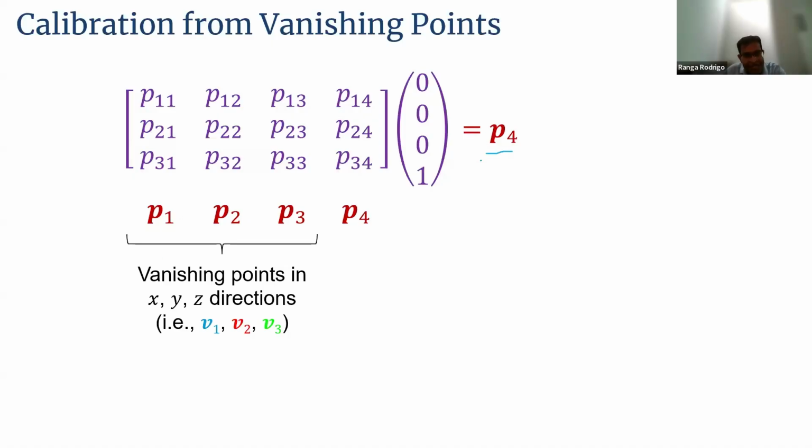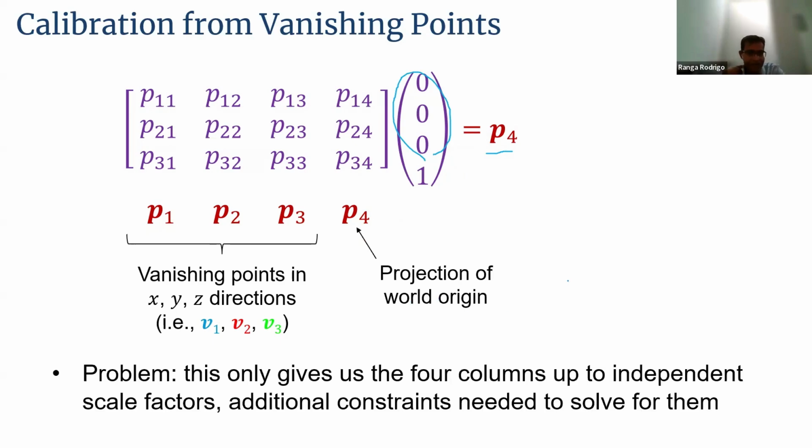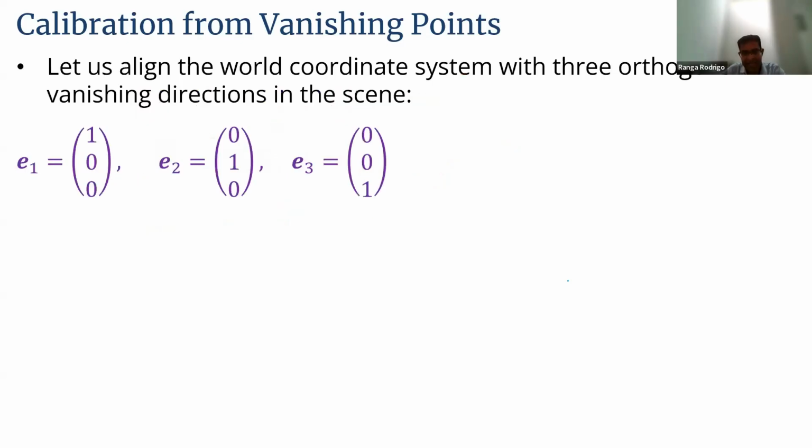So this one, P4, is the image of the world origin. This is the origin, right? 0, 0, 0, 1. Projection of the world origin. Problem, this only gives us 4 columns up to independent scale factors. Additional constraints are required to solve them. But there are additional constraints. Those additional constraints are that these directions are perpendicular to each other.